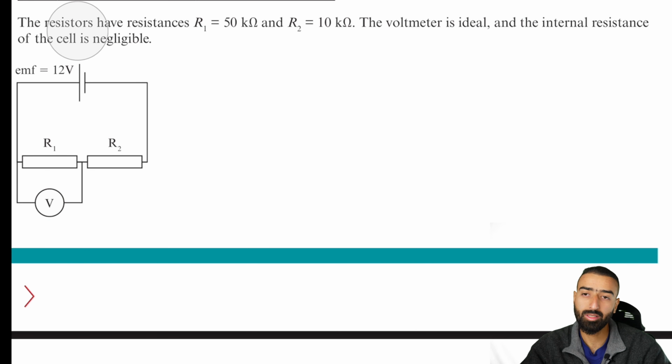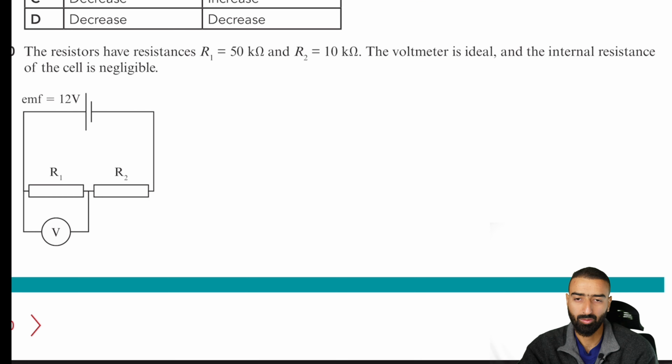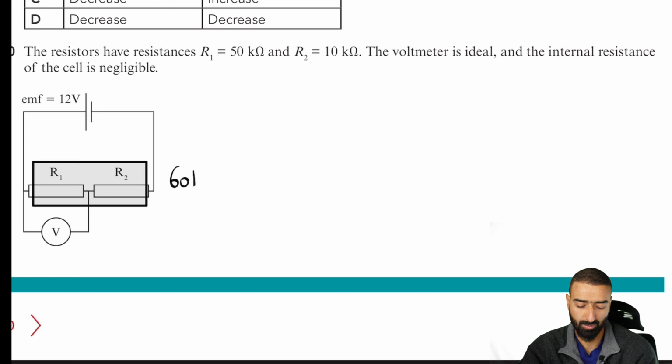Next up, the resistors have resistances R1 as 50 kilo ohms and R2 as 10 kilo ohms. The voltmeter is ideal and the internal resistance of the cell is negligible. And we have to find the reading of the voltmeter. We begin by noting that the total resistance of the circuit is 60 kilo ohms.